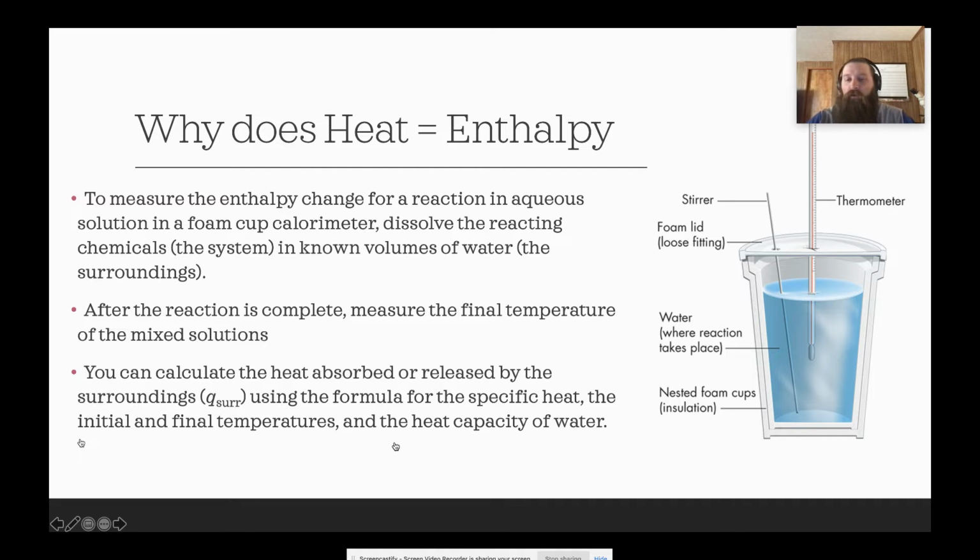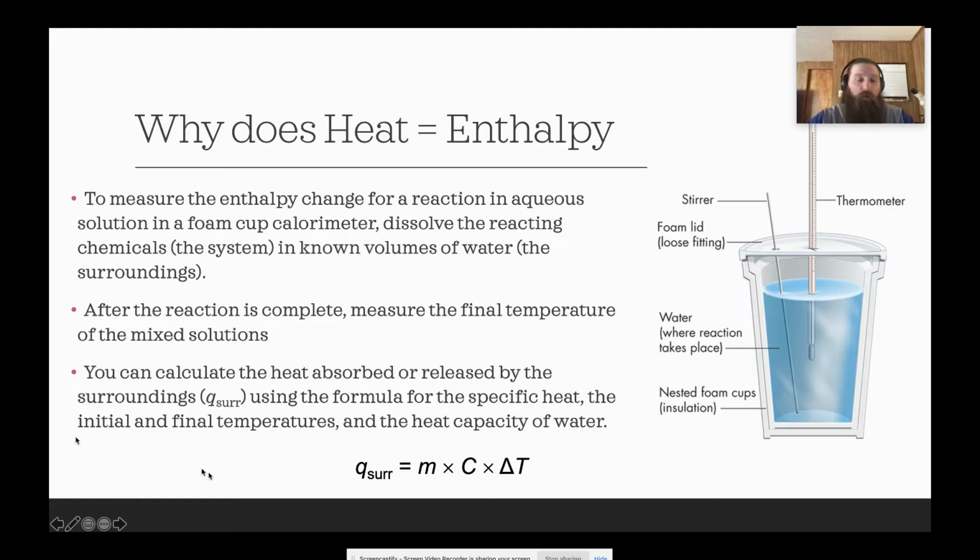So if the temperature of the water goes up, then there must have been energy that was released by the reactants. It was absorbed by the surroundings. If the temperature of the water goes down, well, then the reactants absorbed energy from the surroundings, and that's why the temperature of the water went down. We can use Q equals MC delta T, which is the calorimetry equation for specific heat that we talked about last week, and that will tell us the heat of the surroundings.